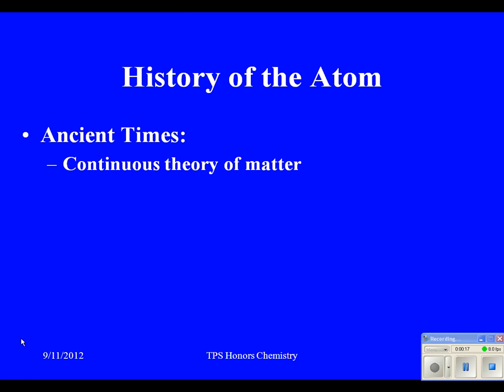The discussion about matter and how it was organized dates way back into ancient Greek and Roman times. There are two competing theories. One was the continuous theory of matter, and the other one was the discontinuous theory of matter. The continuous theory of matter said that if you kept breaking matter apart, you would never get to a smallest part of matter. The discontinuous theory of matter stated that if you kept breaking things apart, you would eventually come to a smallest part of matter.